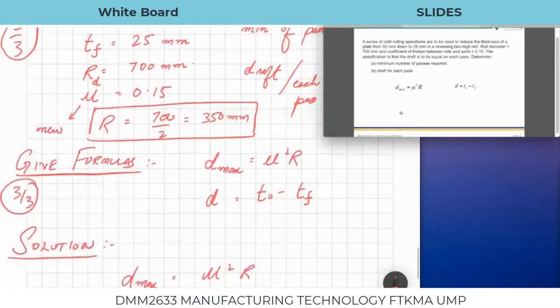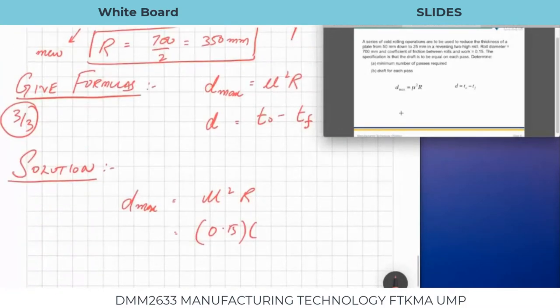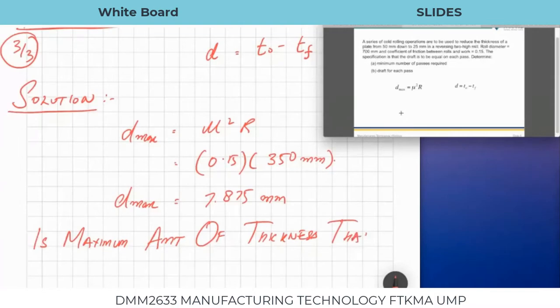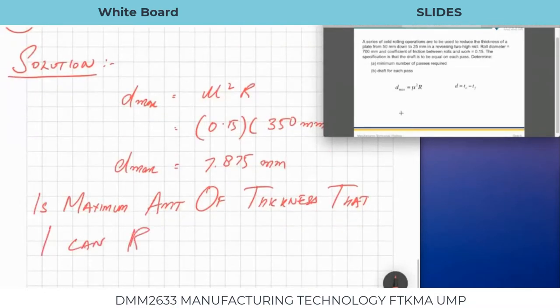So I go back again. Mu square into r, where r is the roll radius, 350 mm. My answer Dmax is equal to 7.875 millimeter. This is the maximum amount of thickness that I can reduce in one pass. Remember, Dmax is the maximum amount of thickness that I can reduce in one pass.